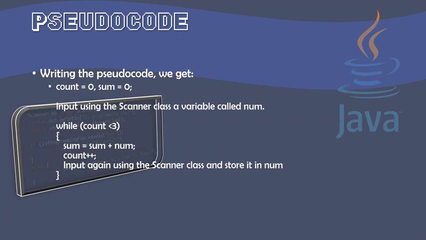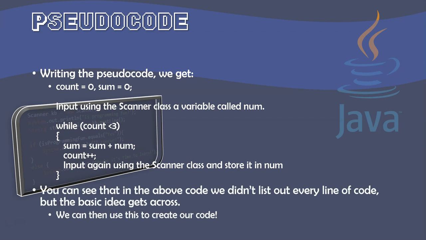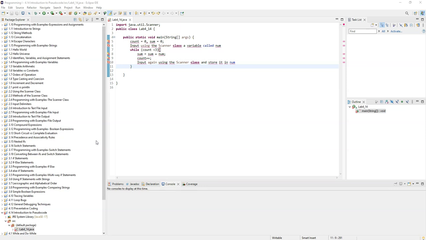This is a very simplistic example. But you can see that with this code, one of the things you'll note is that we didn't list out every single line, but we get the basic idea across of what we're trying to do in this set of instructions. We can then take whatever we have written here in pseudocode and very easily translate that over to code. So here we are in Eclipse with that pseudocode copy and pasted into a program. And let's just go ahead and translate this from pseudocode into an actual program.